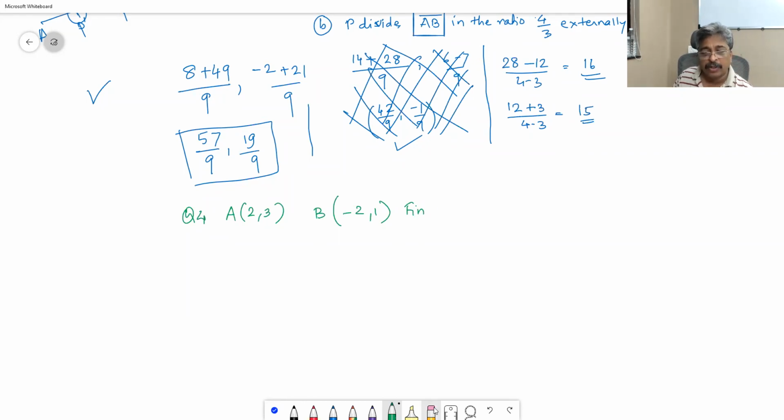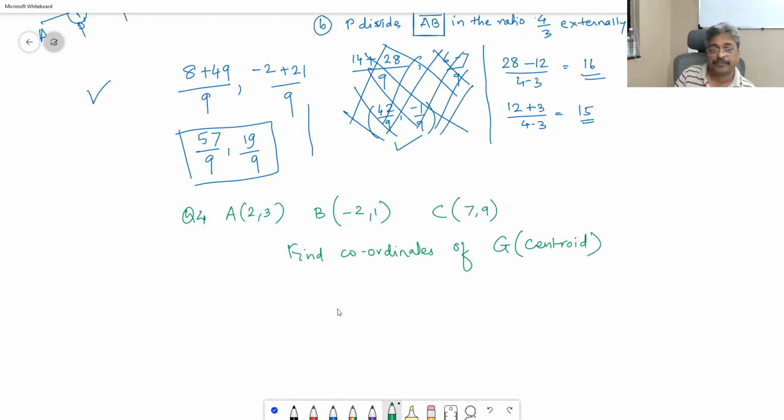Okay, before finding the locus, let us complete the section formula related part. And C is (7, 9). Find the coordinates of G, which is the centroid of triangle ABC.